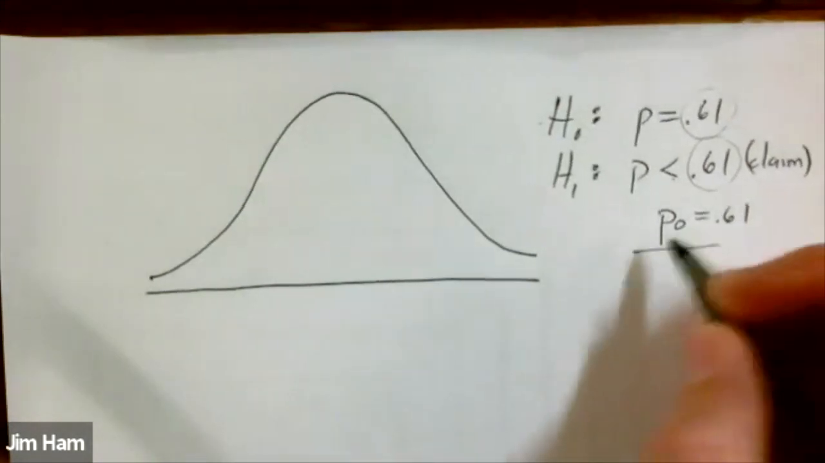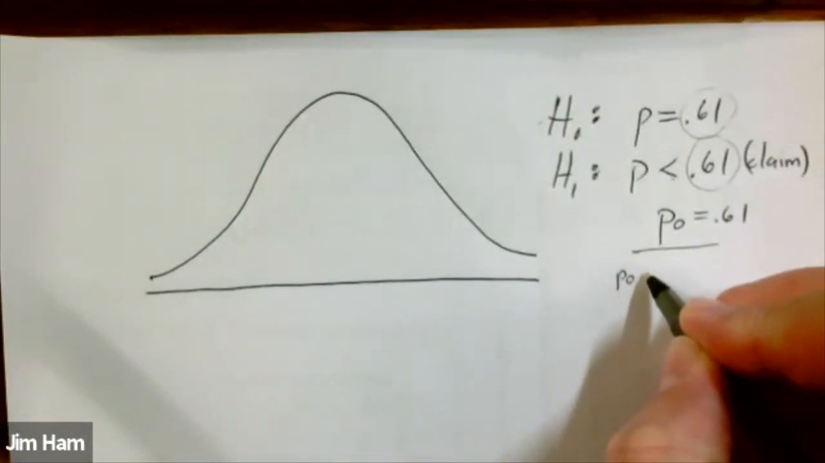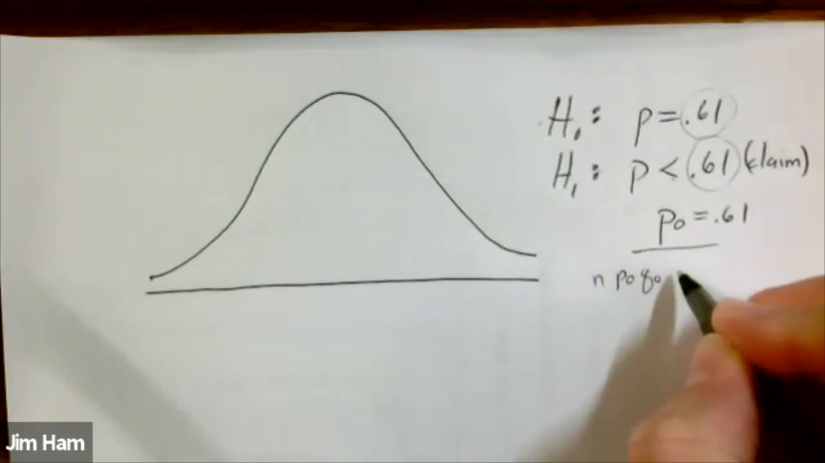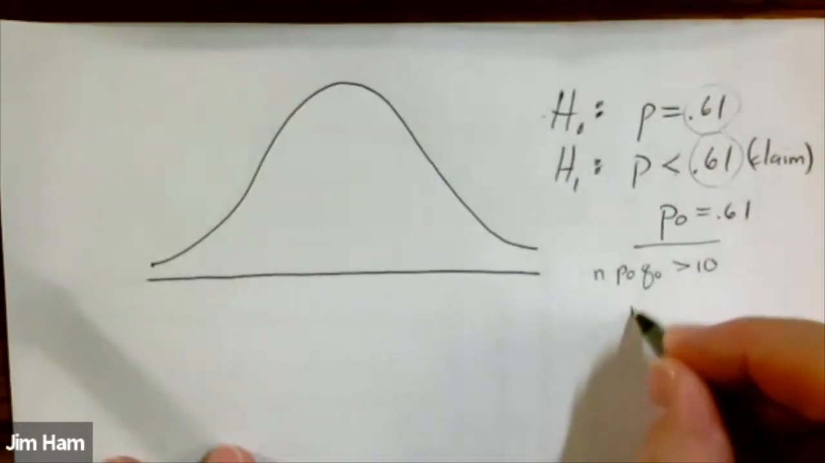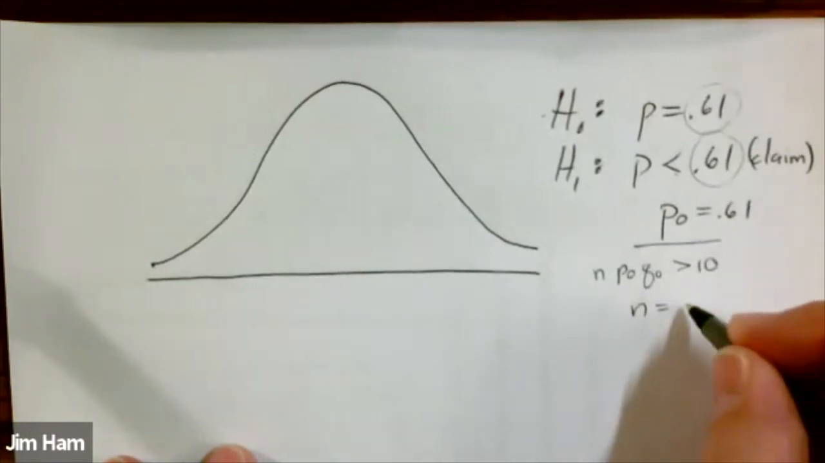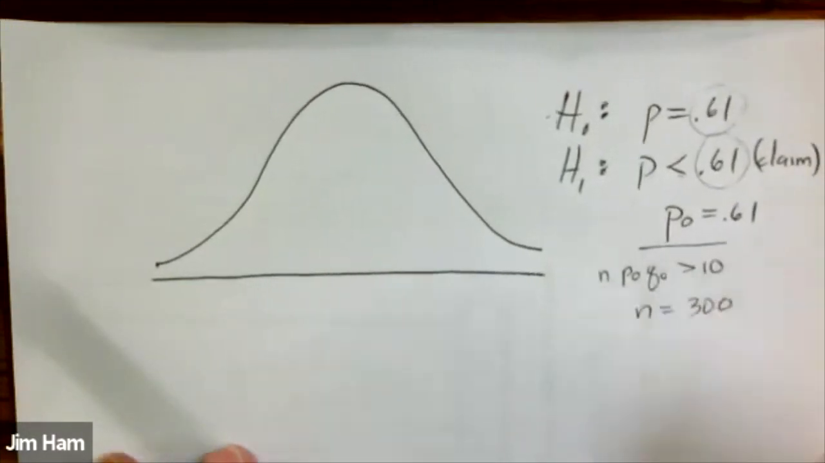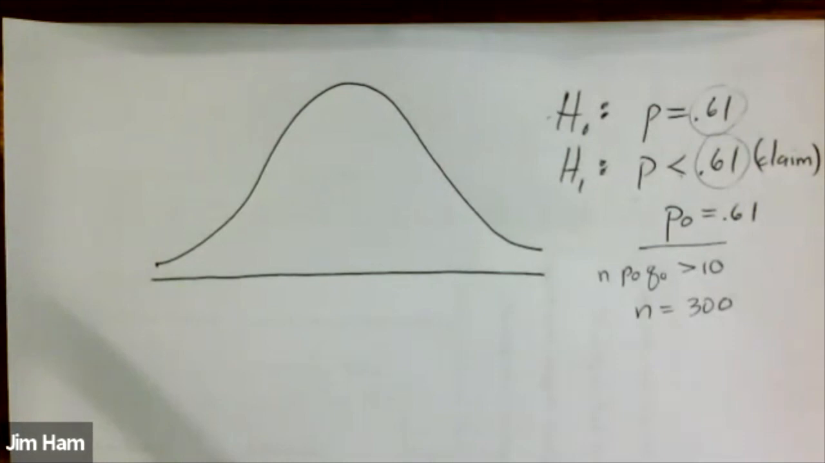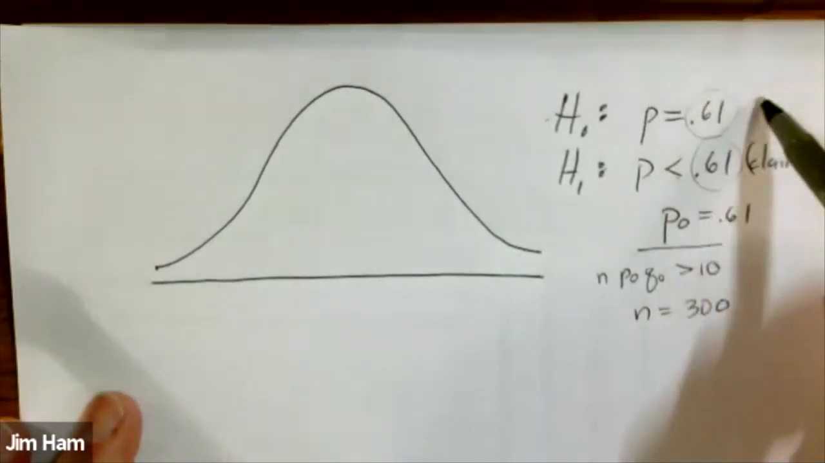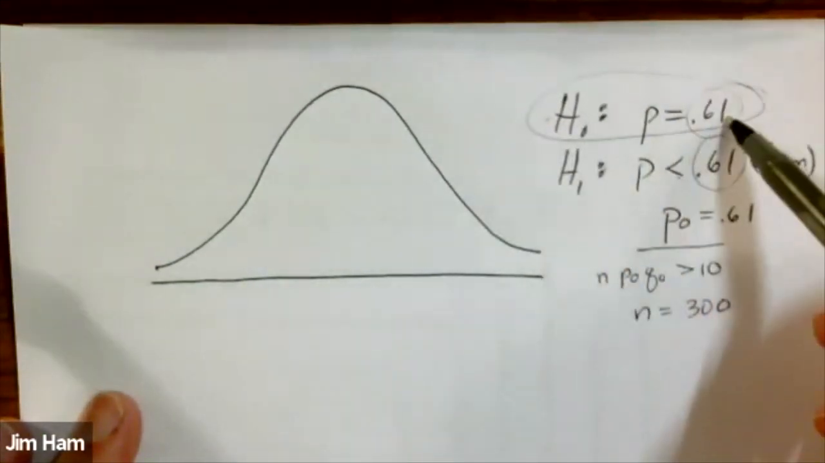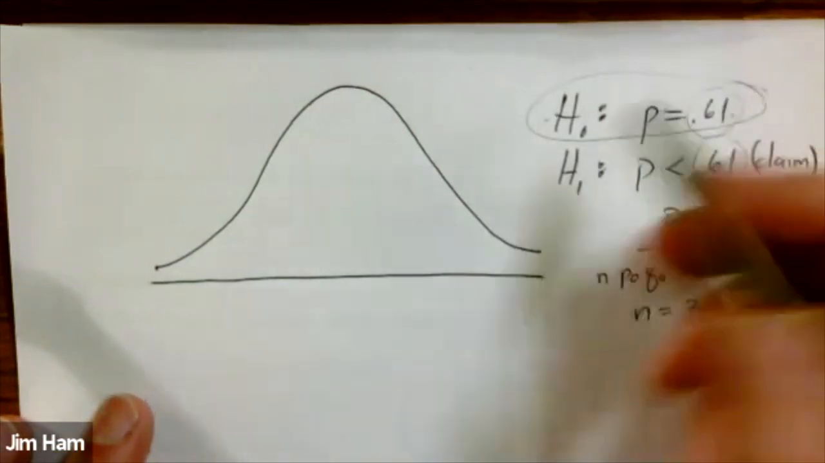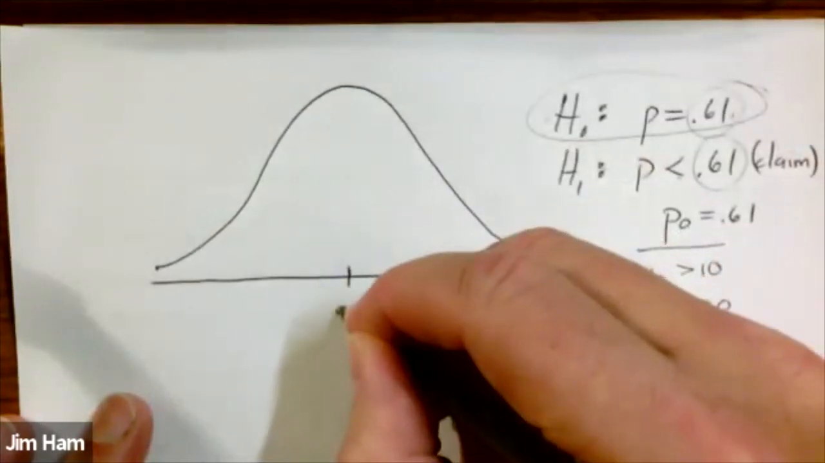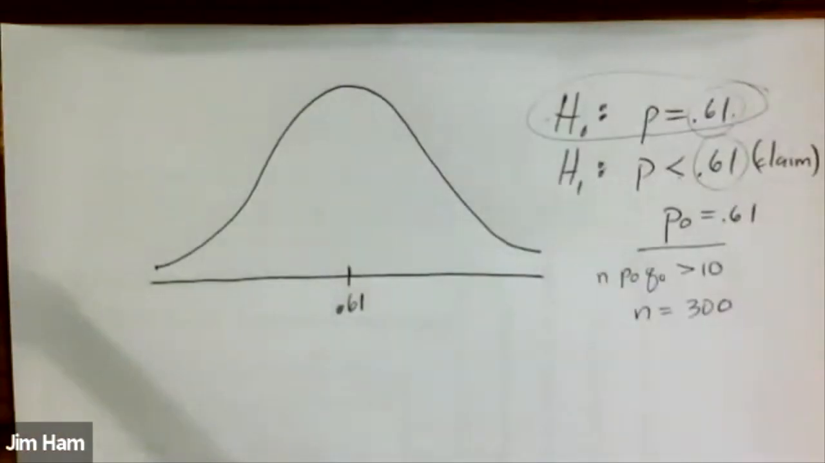So we really should check P0, Q0 times N, and we need to get something larger than 10. So in the problem, they'll give you a sample size. I don't know what it is here. Let's say it's 300 in a problem. But what this number is here, P is equal to 0.61. This is what we're going to assume the sampling distribution looks like. So we're going to put the 0.61 right here, right in the middle.